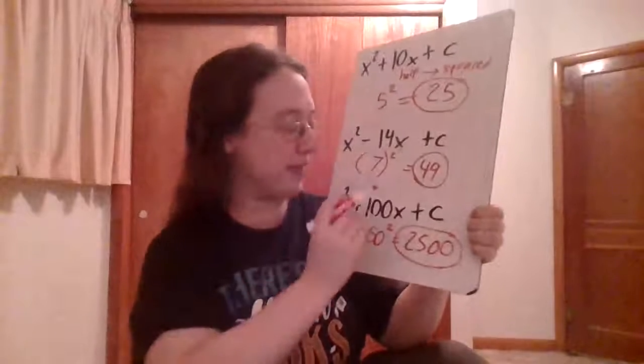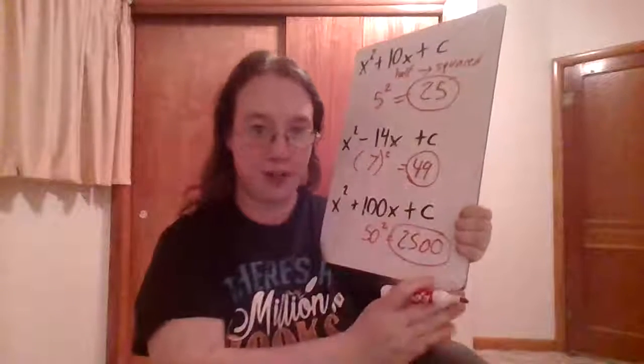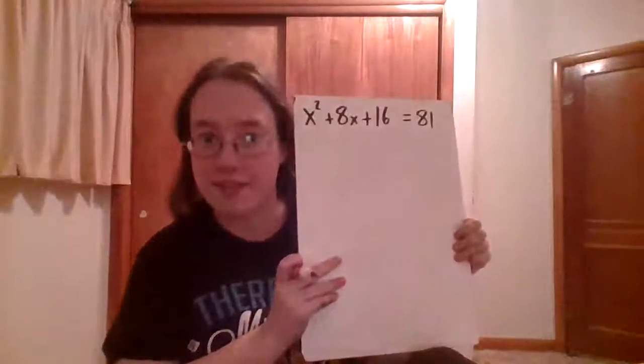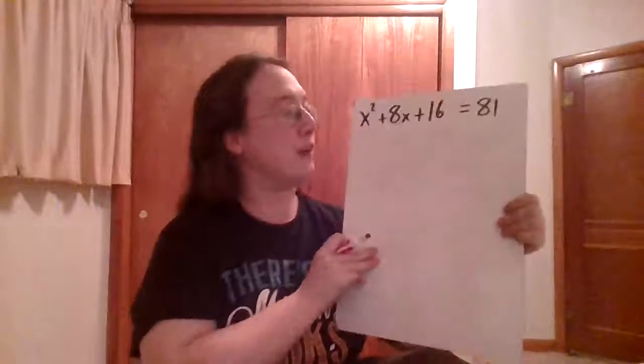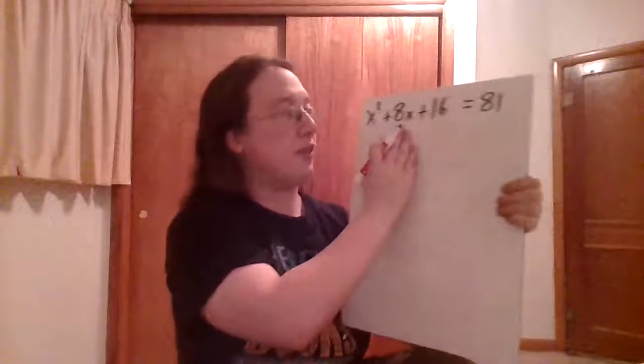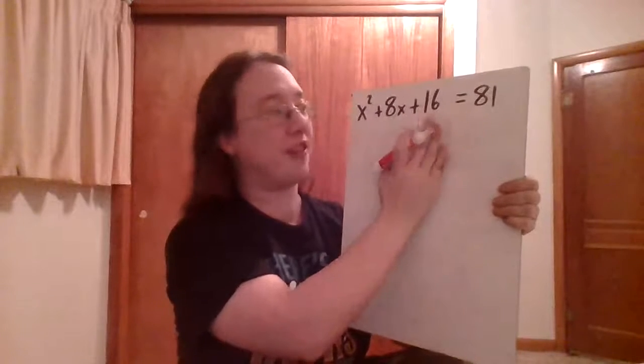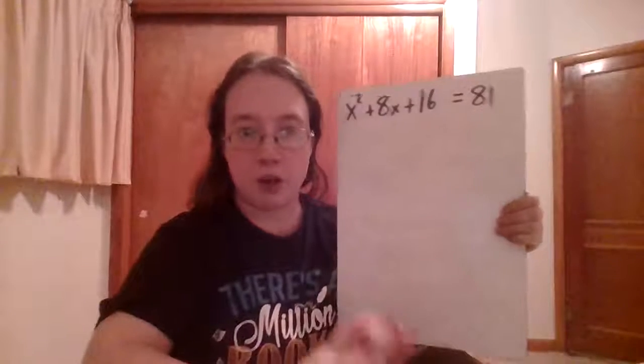We're just taking half of that middle number and we're squaring it. Now, you're probably looking at that going, well, what do we do with that, Miss P? What's that good for? I'm about to show you exactly what it's good for. It's good for things like this. Because if we have a perfect square here, so this is 8 and 16, so half of 8 is 4, 4 squared is 16. This one's already a perfect square.